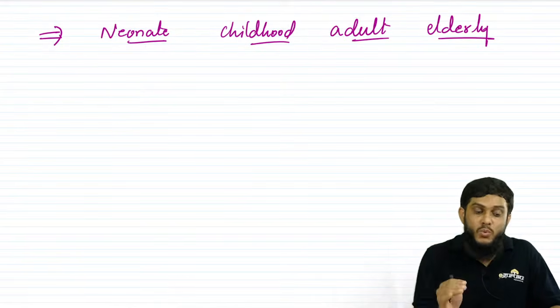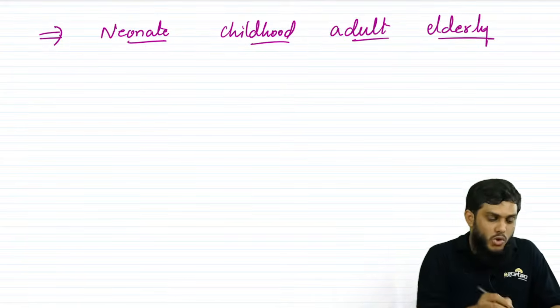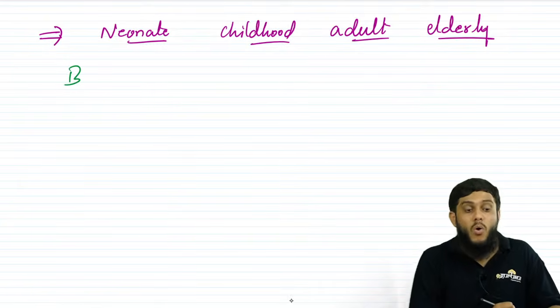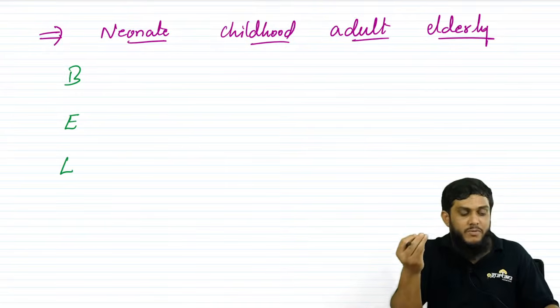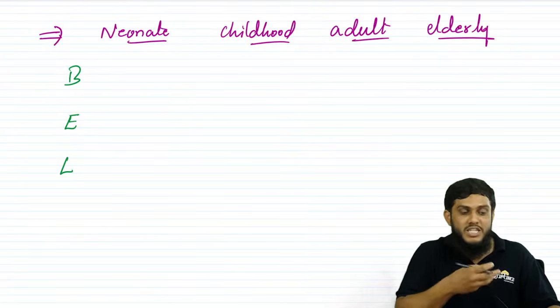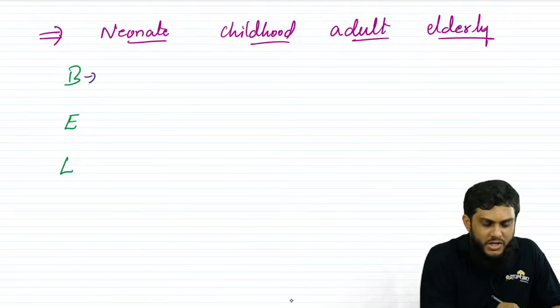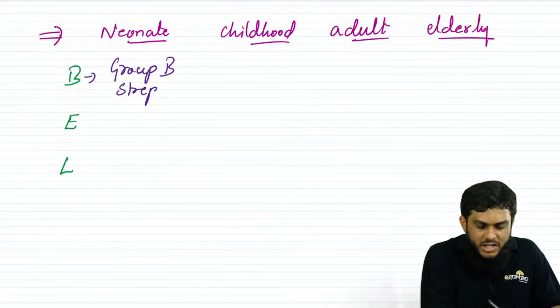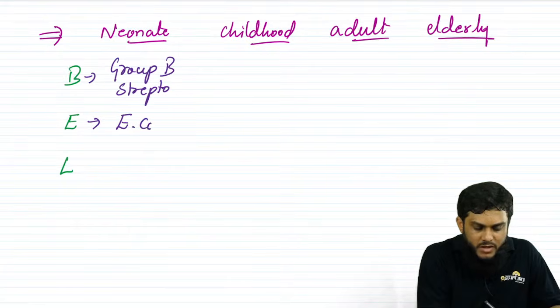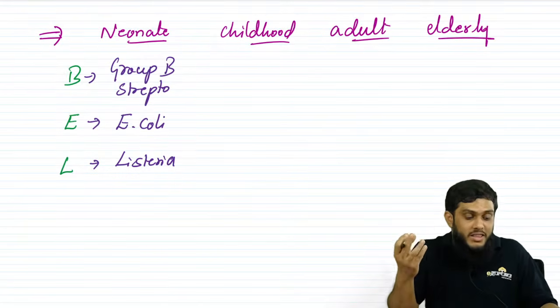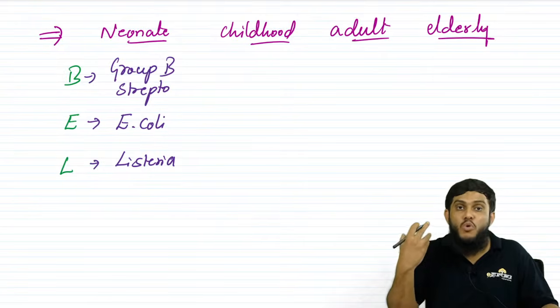If the patient is a neonate, the most common bacteria which can cause bacterial meningitis, we remember with the universal mnemonic BEL. B is for group B Streptococcus, that is Streptococcus agalactiae. E is for Escherichia coli, that is E. coli, and L is for Listeria monocytogenes. So if it is a neonate, we can think of only these three because they are more common in neonates.